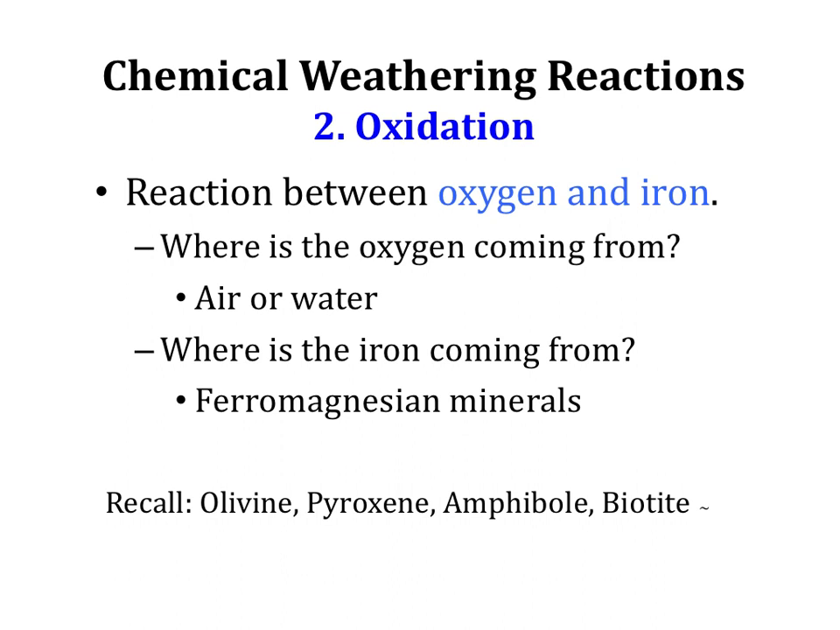The second weathering reaction that's a chemical weathering reaction is called oxidation. Oxidation is simply when you have a reaction between oxygen and some other element. In the case of the oxidation of rocks, it's usually iron. So the oxygen is in the air and the water. The iron is coming from minerals that have iron and usually magnesium in there. So these are the ferromagnesian minerals.